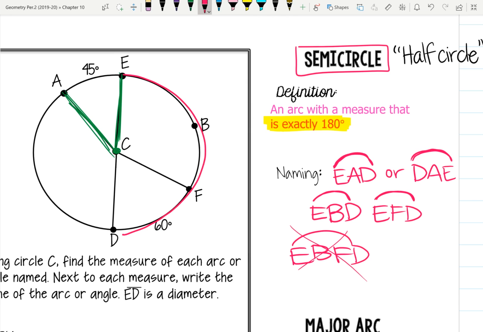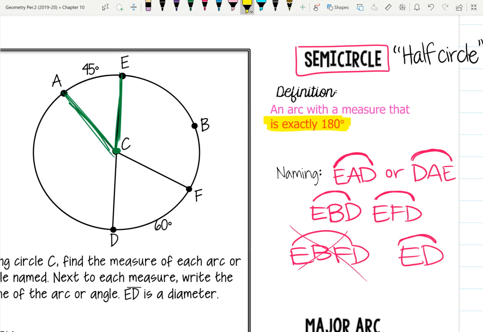You only need 3. Now, why 3 letters? Why bother at all? Because what if I told you I want you to highlight arc ED? Well, I see the endpoint E and I see the endpoint D, but which arc are we talking about? Do you want me to go towards the left? Or do you want me to go towards the right? I don't know. Which is why you need that 3rd letter to tell you which direction.